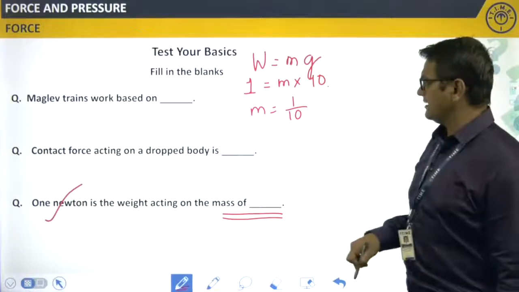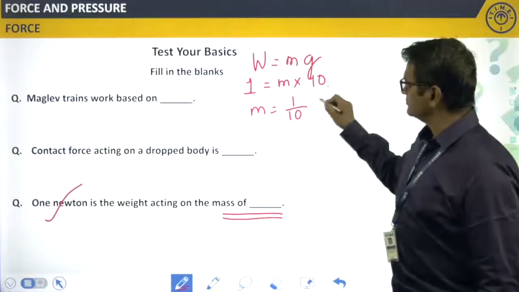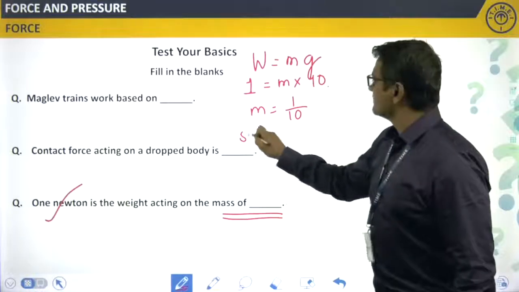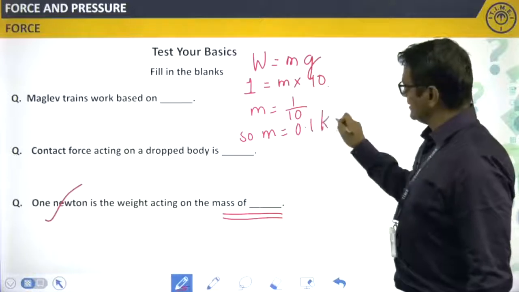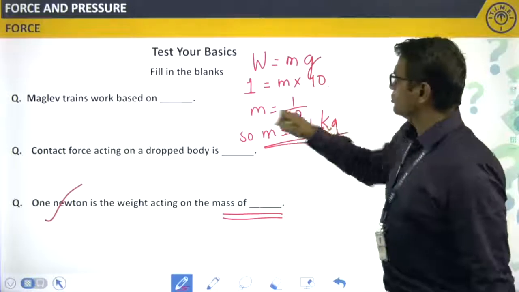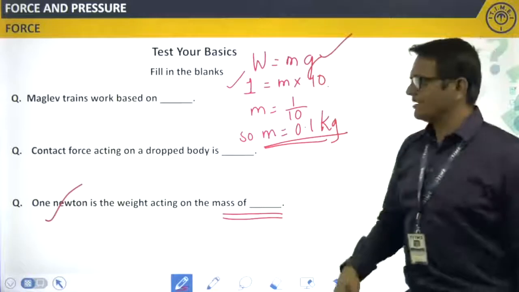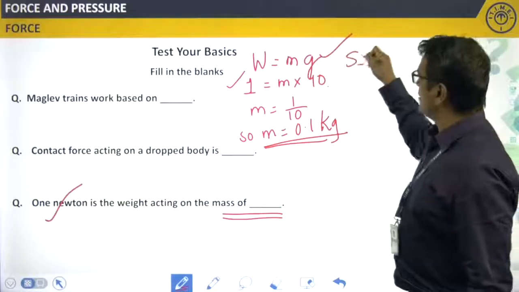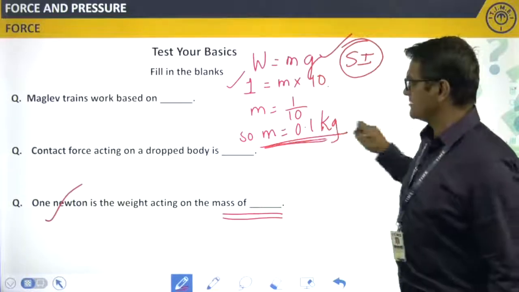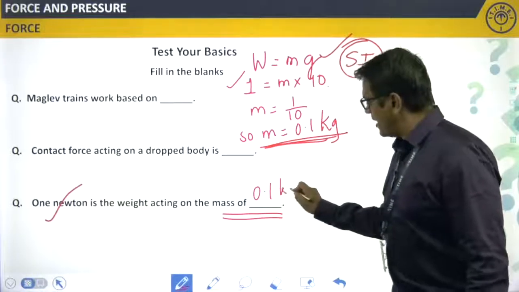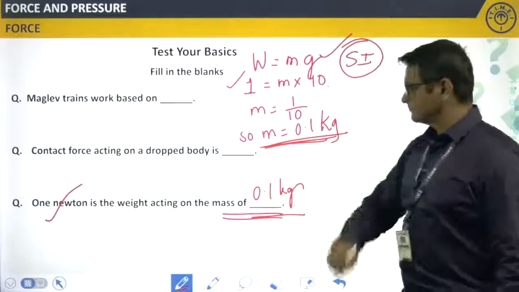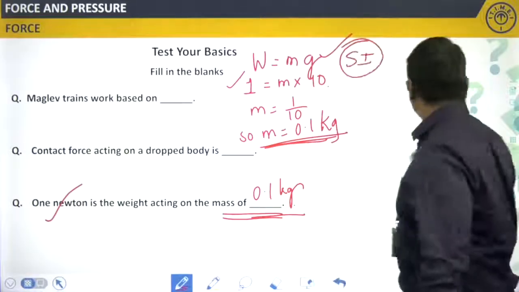So the mass is 0.1 kg. Right? Why? Because I've taken all these in the MKS system or SI system. So my mass is 0.1 kg. So the answer is 0.1 kg. Clear? Let's see the next question.